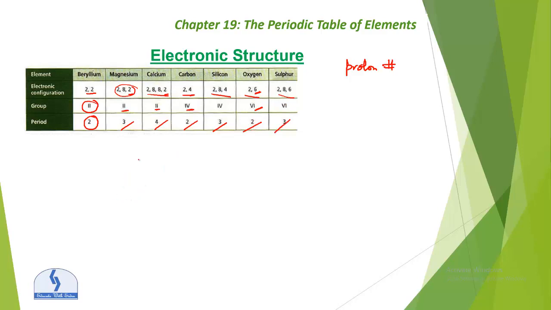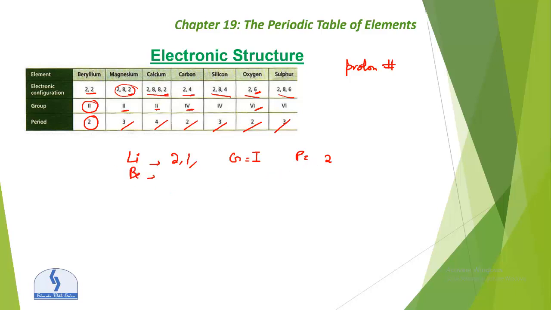Let's take another example, like lithium. Tell me what the electronic configuration of lithium is: 2, 1. Now tell me the group number and the period number. Come on, guess it. What is the group number? Yes, it's 1 because the outermost shell electron is 1. And what is the period number? It is 2 because there are 2 shells, 2, 1, covering 2 shells.